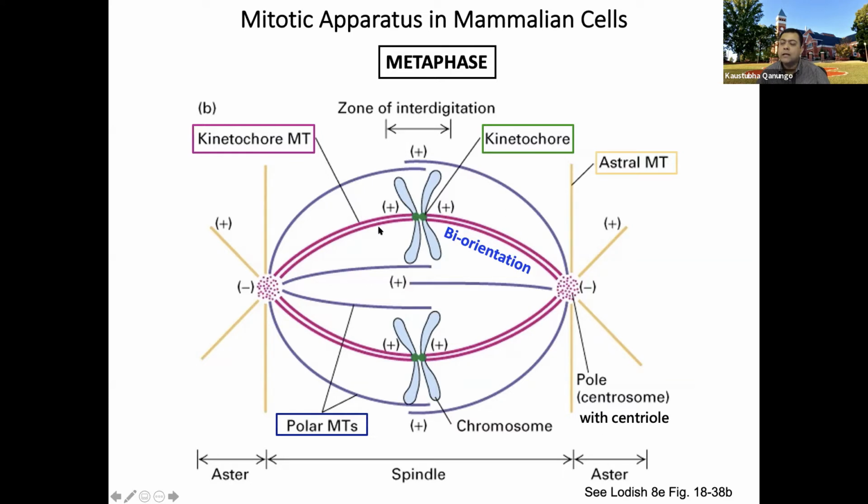Now remember, although we are saying these are different microtubules, they are all the same. They are all made up of alpha tubulin and beta tubulin. Structurally they're the same, they're just functionally different.